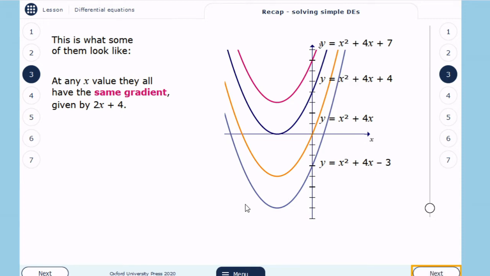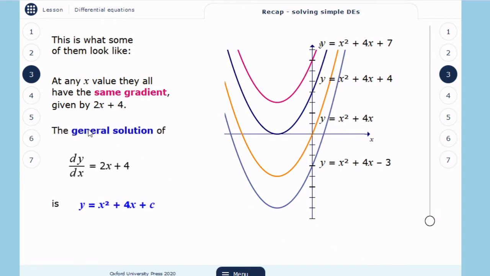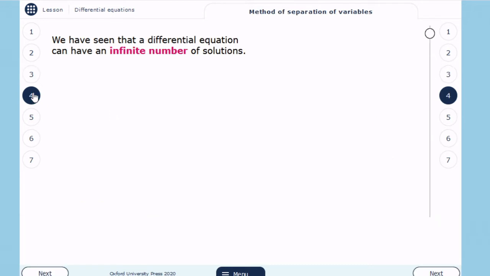Now, what do we see here? At any x value, they all have the same gradient, given by, what's the gradient of the second part? 2x plus 4. The general solution of this differential equation is this array of curves, if you may say.